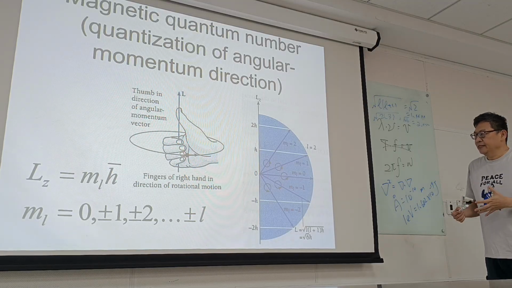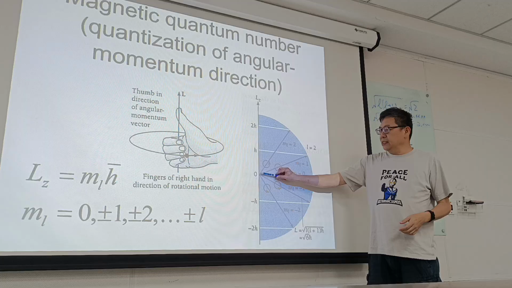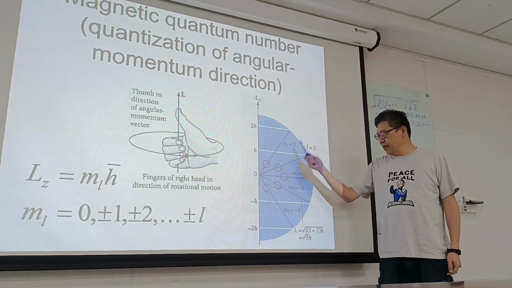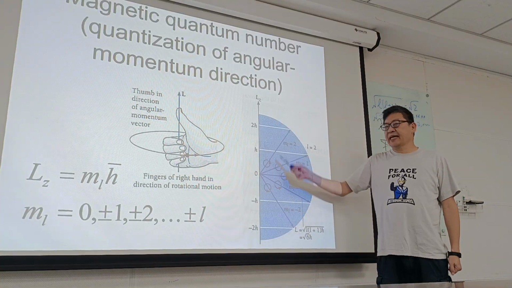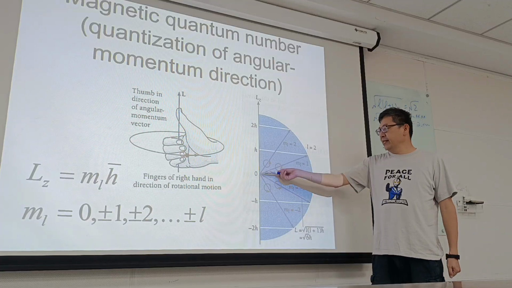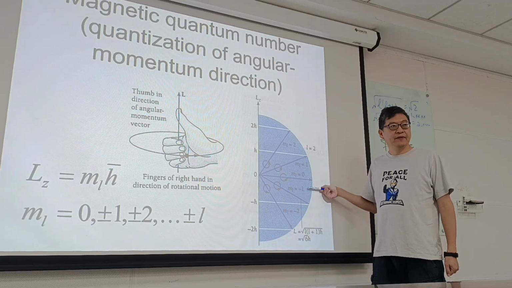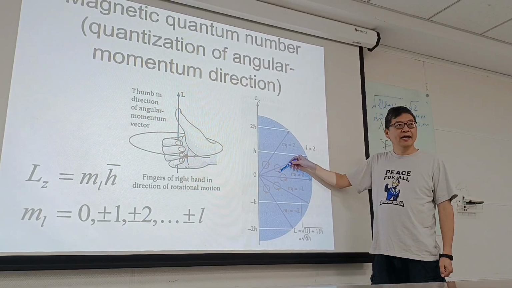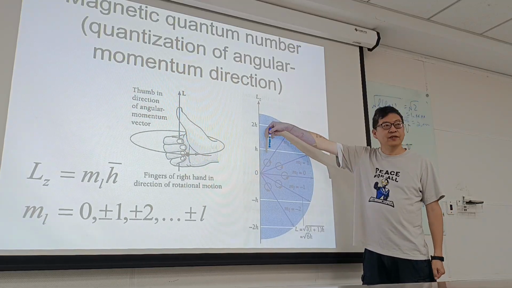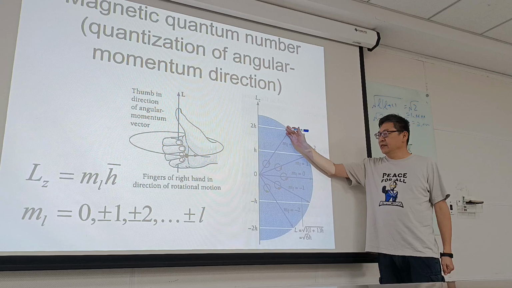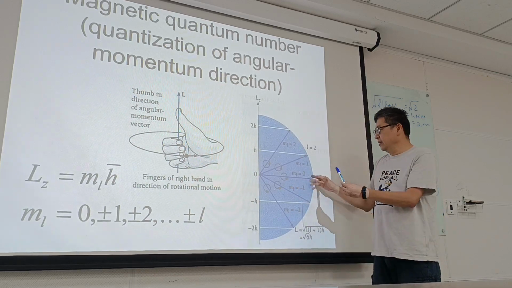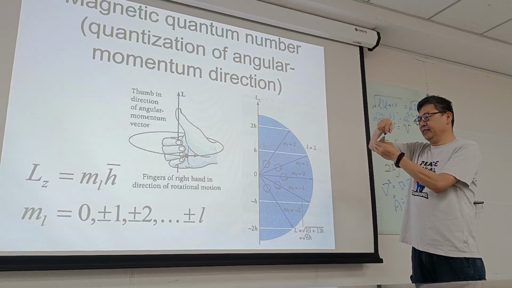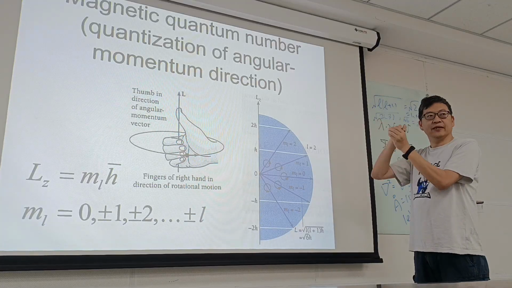In space, when the electron is in the XZ plane, then ML equals 0. Here, it is equal to 1, and here it is equal to 2. In fact, this is a cut. So when ML equals 0, it is this way, ML equal to 1 is this way, and ML equal to 2 is this way.